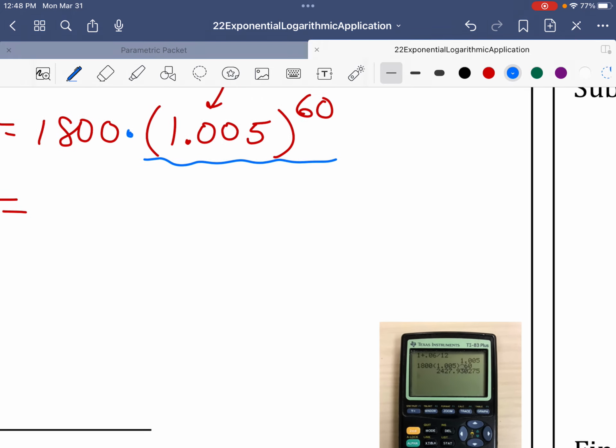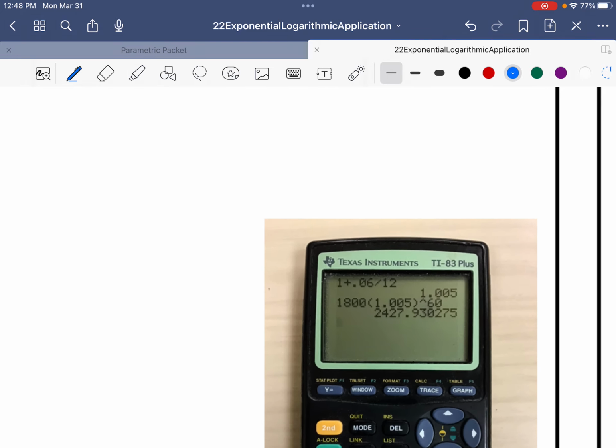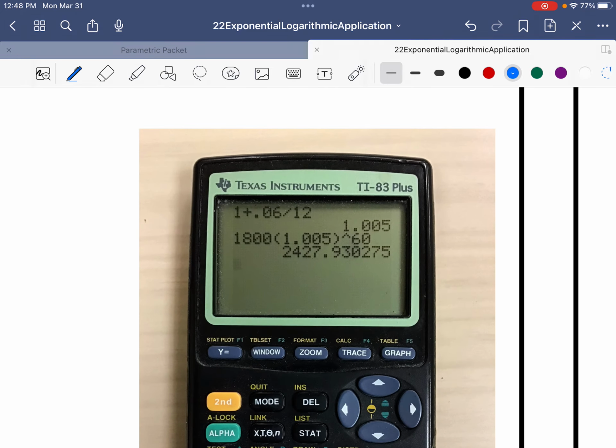Well, you know what? You can put that all in your calculator. You can basically take 1800 times 1005 to the 60th power. Again, I can actually type all that in one step, hit enter, and I end up with my final answer of 2427.